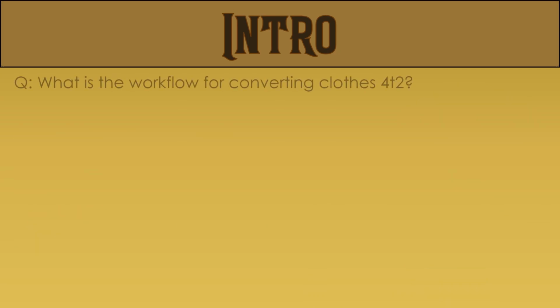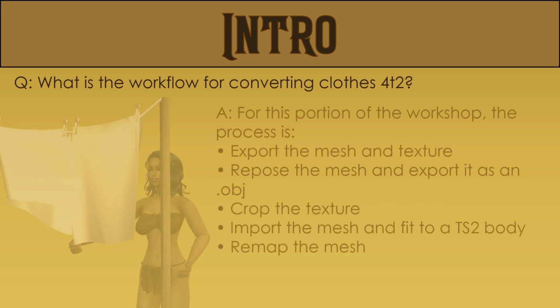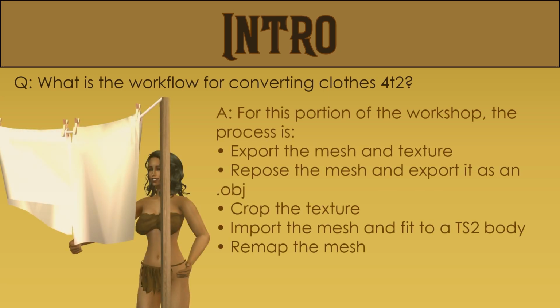What is the workflow for converting clothes 4 to 2? For this portion of the workshop, the process is: export the mesh and texture, repose the mesh and export as an OBJ, crop the texture, import the mesh and fit it to a TS2 body, and then remap the mesh. So for this part of the workshop, we're just focusing on the mesh. We're not giving it any kind of animation yet.